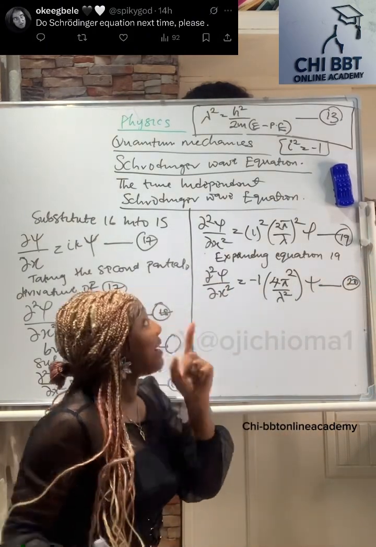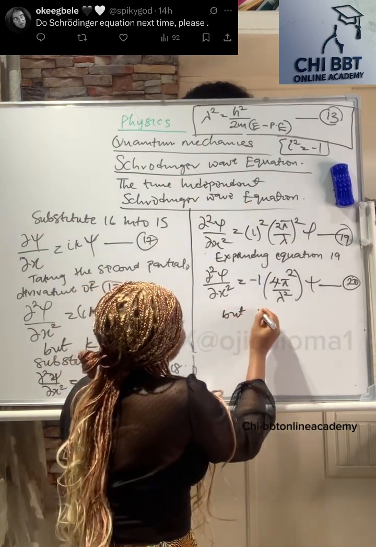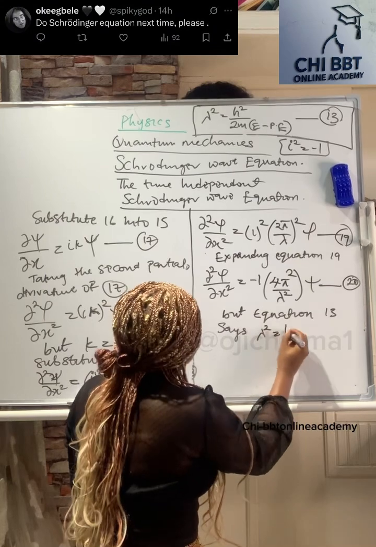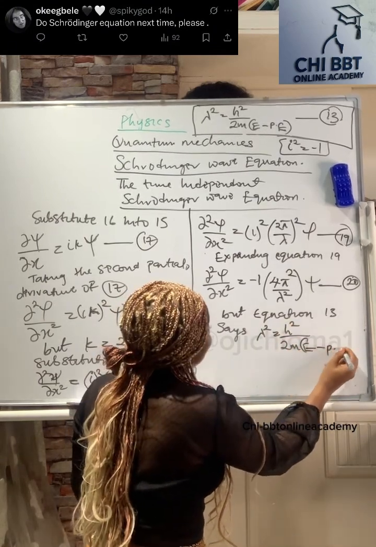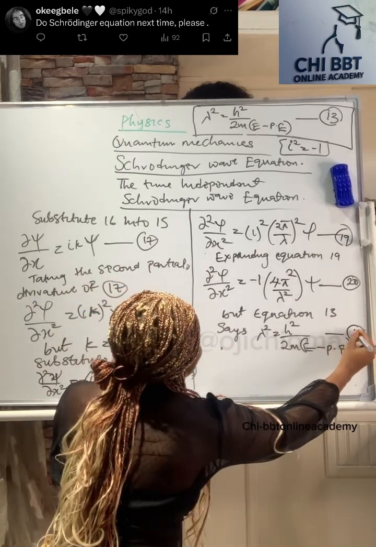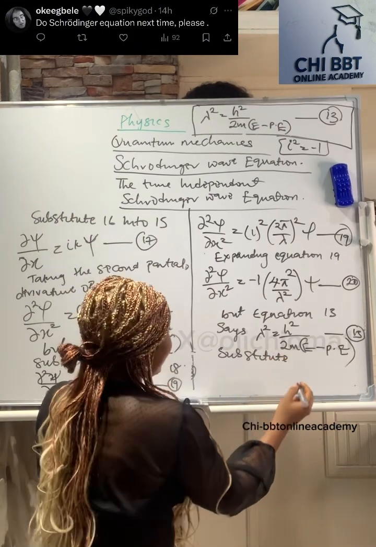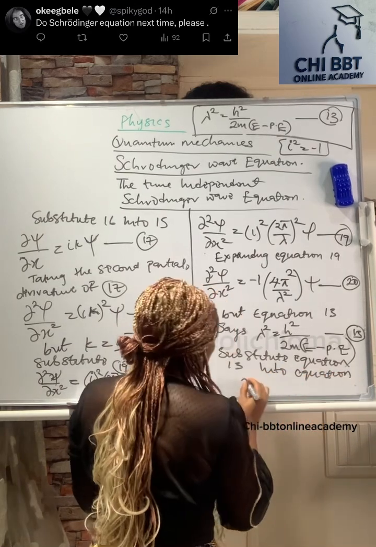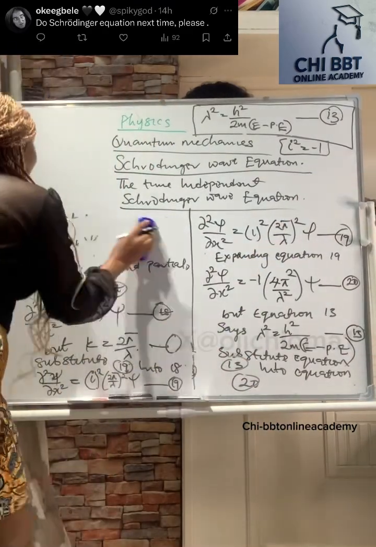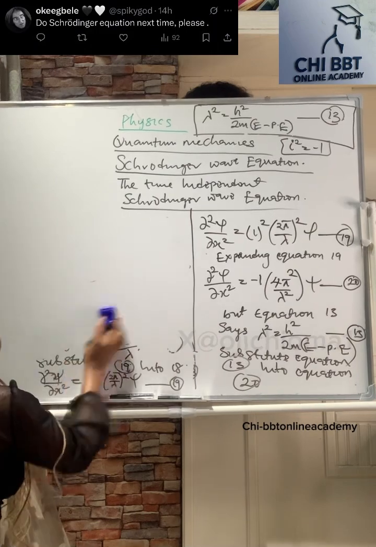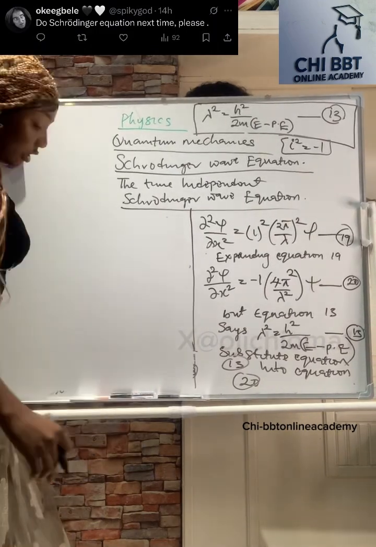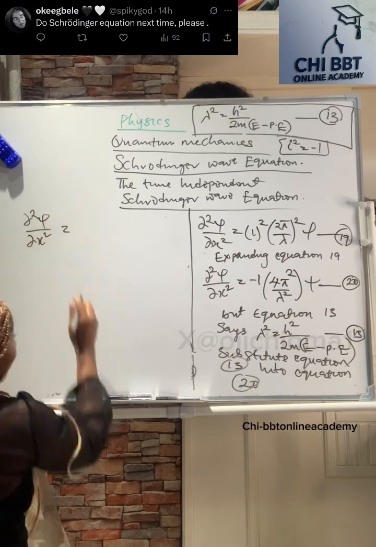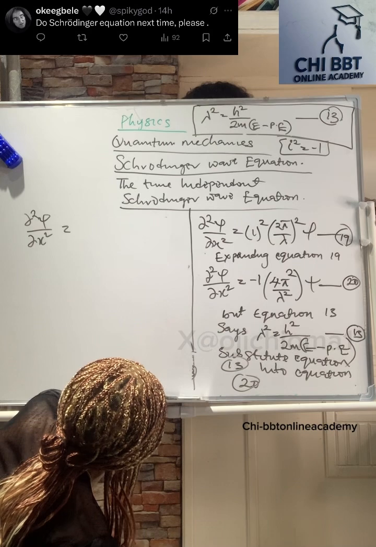Remember equation 13. Equation 13 says the value of lambda raised to power 2 equals Planck's constant squared over 2m bracket E minus PE. So now substitute equation 13 into equation 20. When we substitute 13 into equation 20, we have the second partial derivative of the wave function with respect to x squared equals, we want to substitute the value of lambda into equation 20.